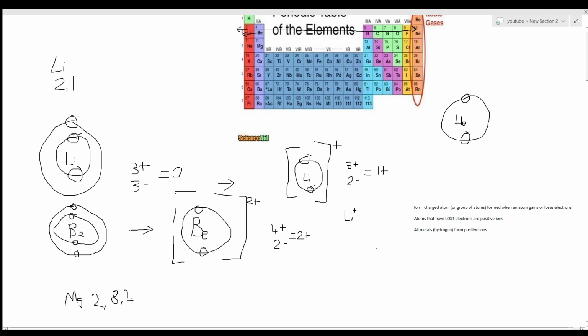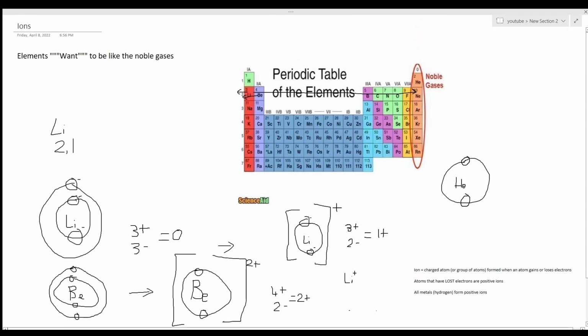How can I get a full outer shell? I can get rid of that 2, becoming 2, 8. So it's lost 2 electrons. That means the magnesium ion is Mg2+. It's got positive 2 charge. Okay? So that's positive ions. What about something over here?